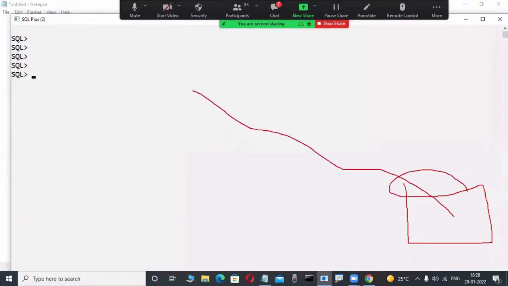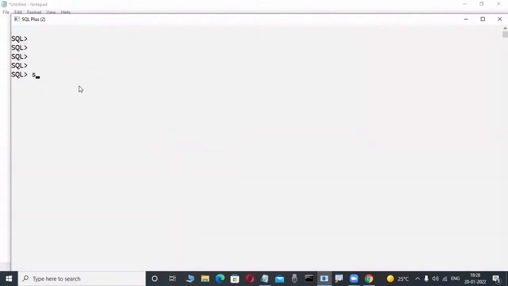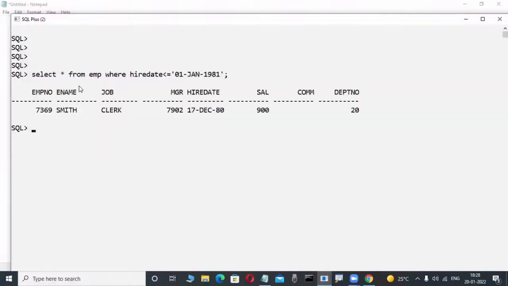How do we fetch this data? We write queries. These are called queries. Observe: select star from table name where hire date is less than or equal to 1st January 1981. Just by writing the query, the data is automatically displayed.